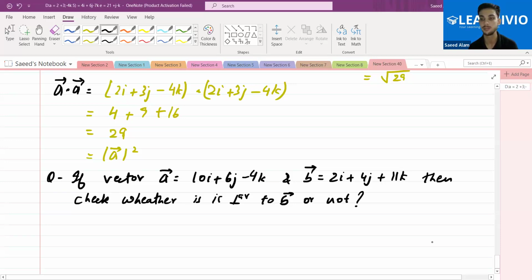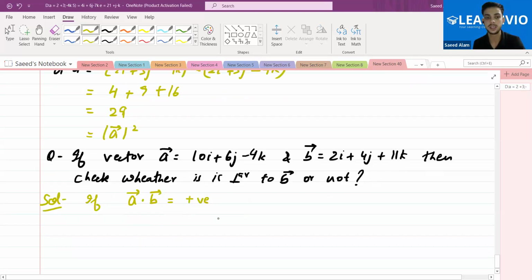Otherwise, you are never going to say the vectors are perpendicular. Positive, negative doesn't mean anything. Just calculate the dot product and tell me whether it is coming equal to 0 or not, whether the two vectors are perpendicular or not. The answer is 0. Okay, let me write it completely over here.